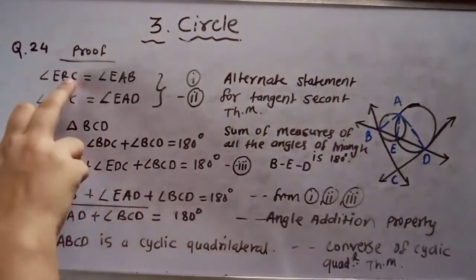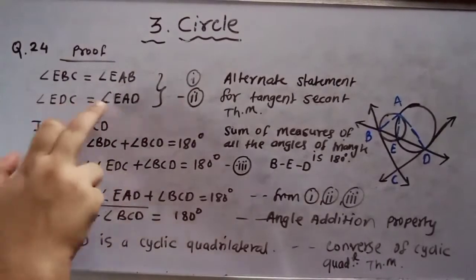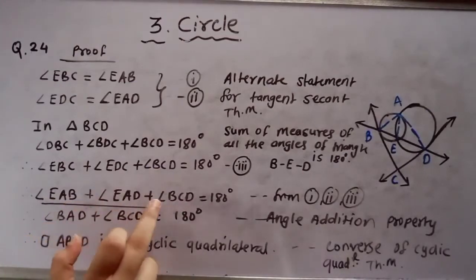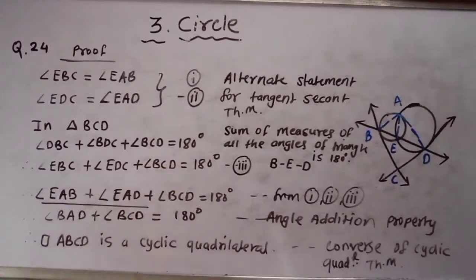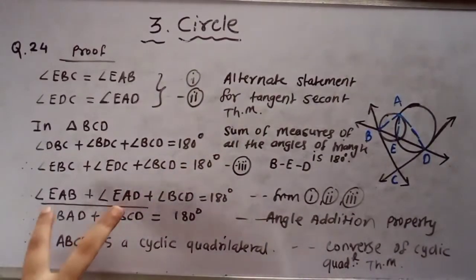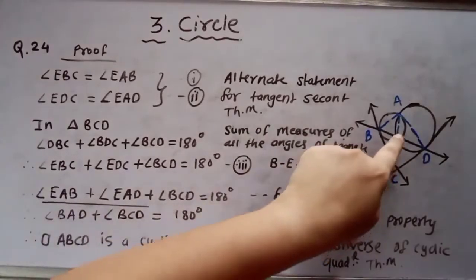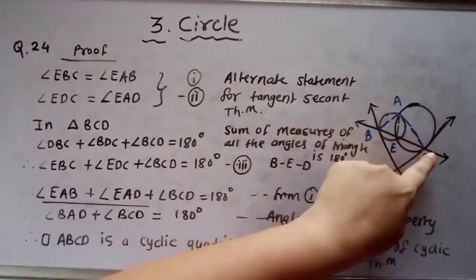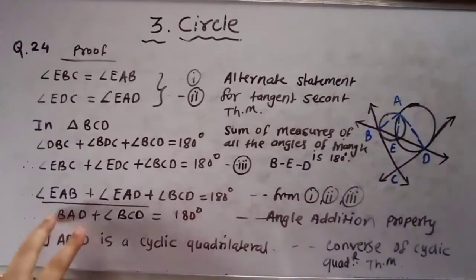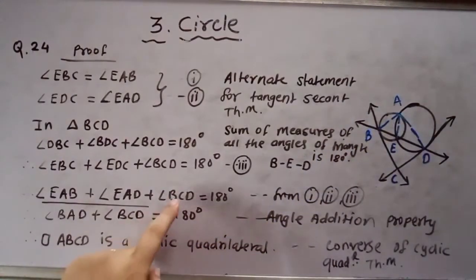So instead of EBC, what can I write? Angle EAB. And instead of EDC, what can I write? Angle EAD. So angle EAB plus angle EAD plus angle BCD is equal to 180 degrees. The reason is from 1, 2 and 3. Now we add these two angles by the angle addition property. EAB plus EAD, what do we get? The whole angle BAD.